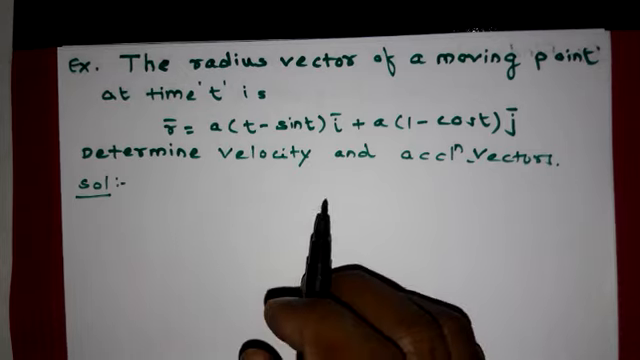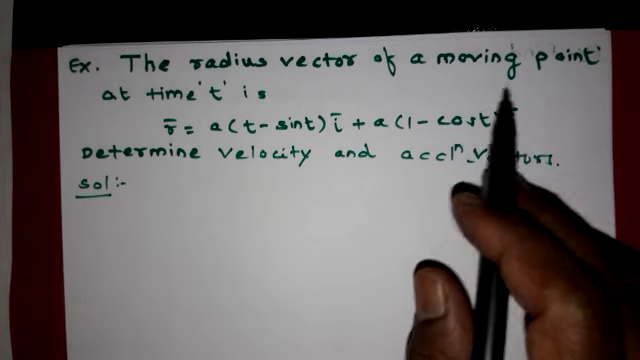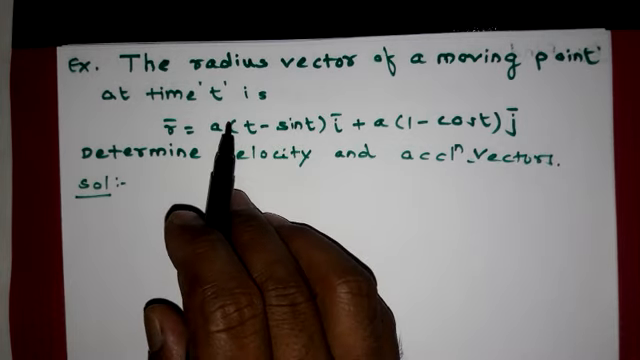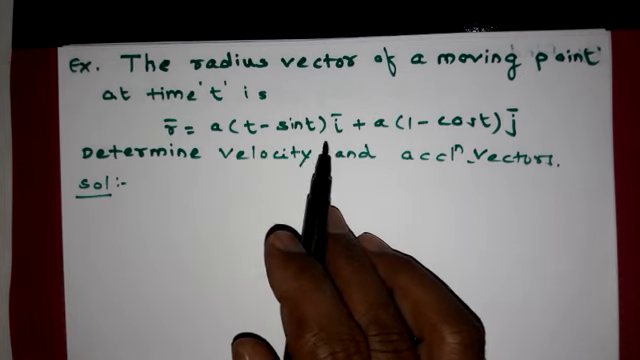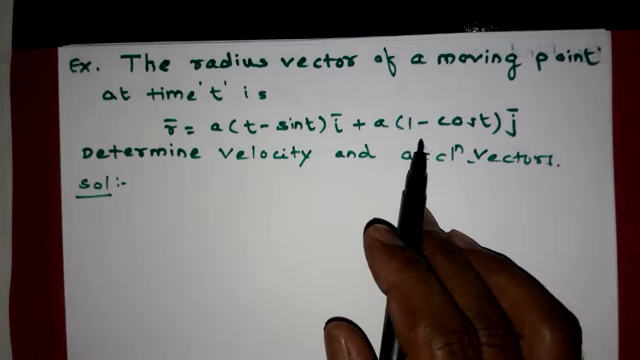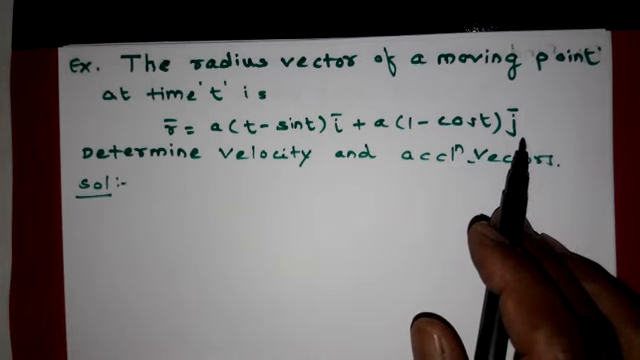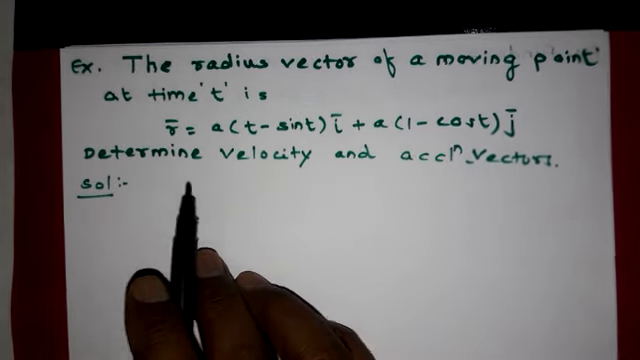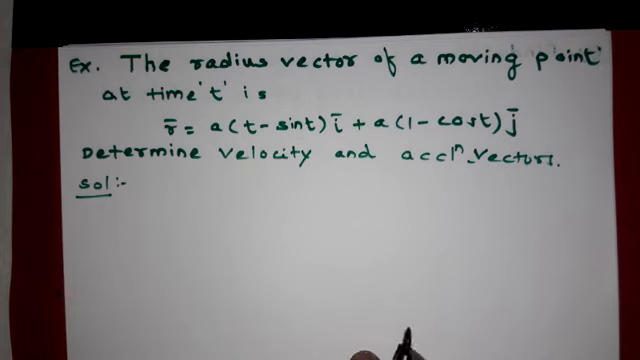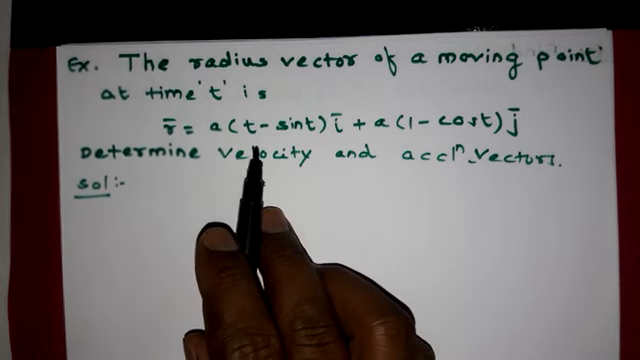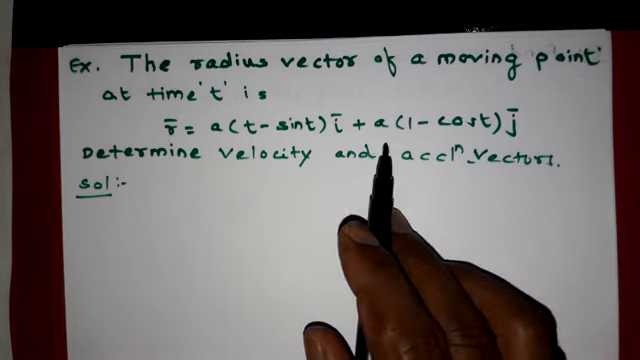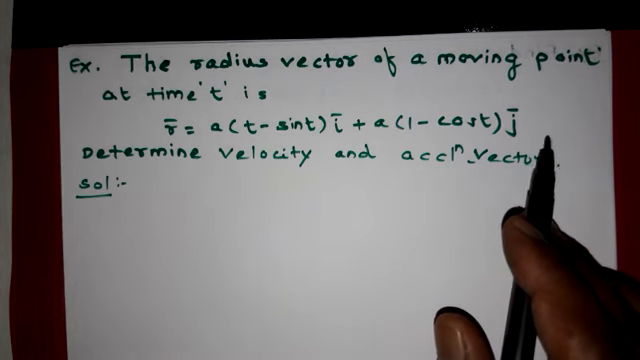The radius vector of a moving point at any time t is r bar equal to a(t minus sin t) i bar plus a(1 minus cos t) j bar. The question is to determine the velocity and acceleration vector. So a simple question, we just have to find the velocity and acceleration vector. Now r bar is given here, r bar is equal to a(t minus sin t) i bar plus a(1 minus cos t) j bar.